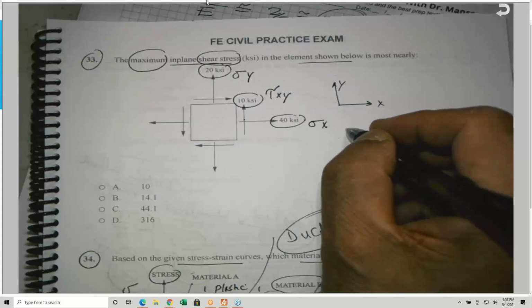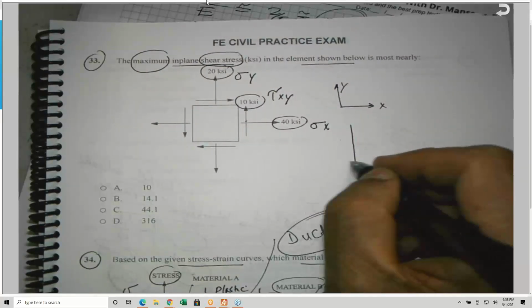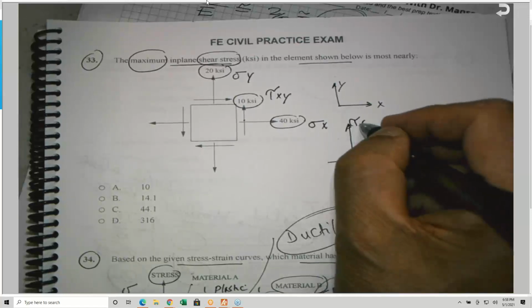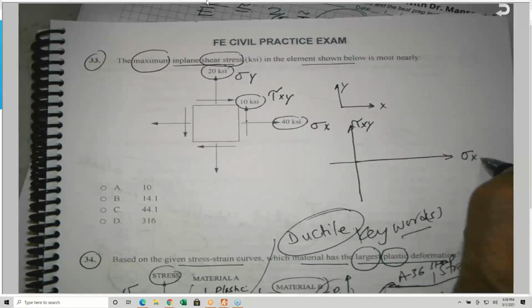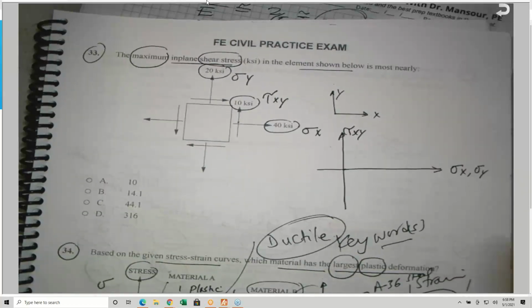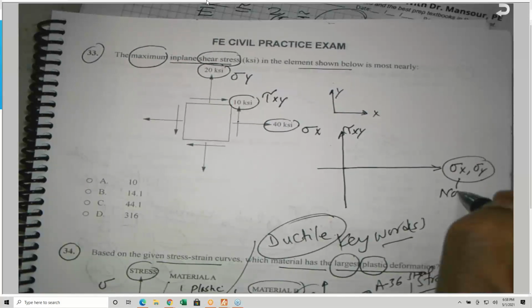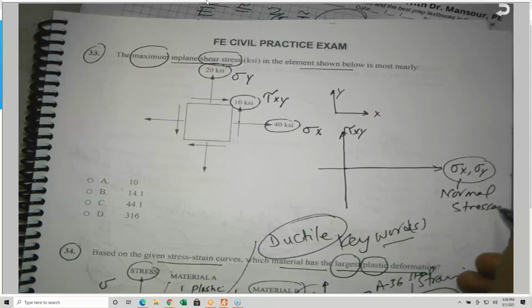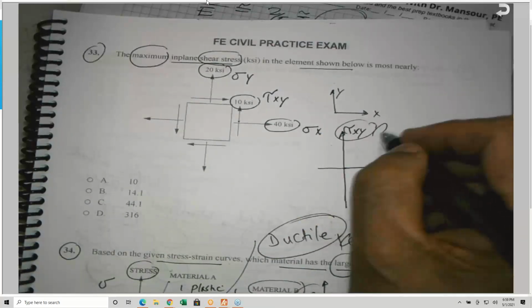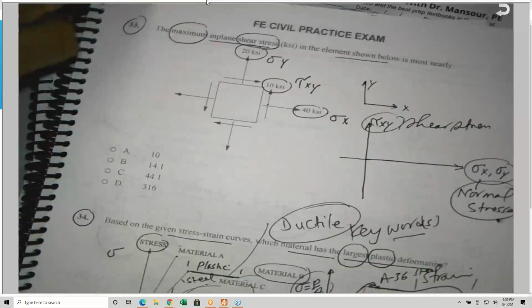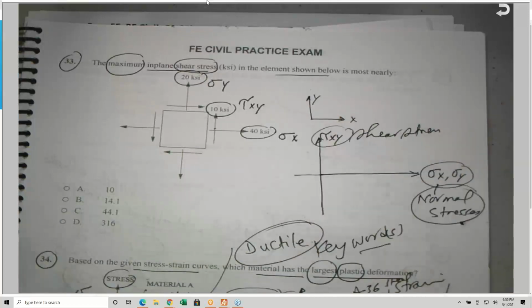If you look to the Moore circle, first I will explain it. And this tau XY, and this is sigma X, comma sigma Y. We are using the x-axis to represent the normal stresses. Sigma X and sigma Y, we call them normal stresses. This is called shear stress. So for example, if I would like to plot this, I know Moore circle is coming, but let's introduce it here since we have a problem in front of us. Interesting problem, and it will help us to understand what Moore circle is.